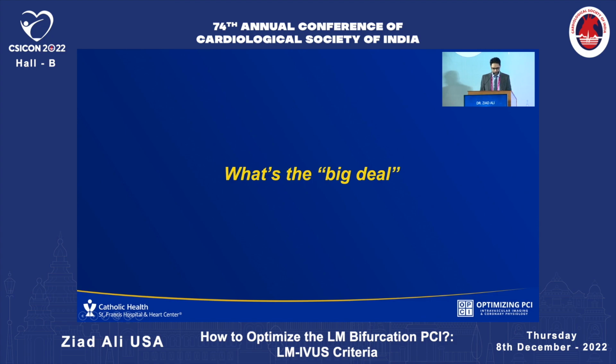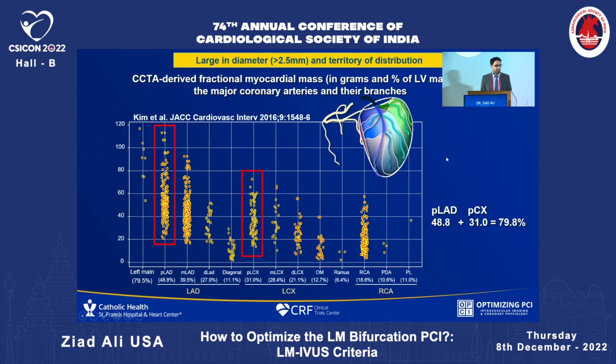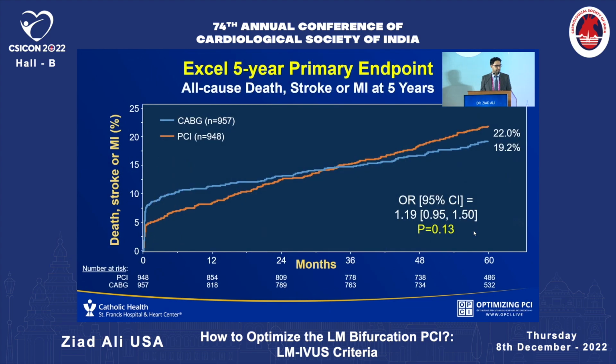So the first question is, what's the big deal here? This is just PCI. Why do we have to have different optimization criteria? Well, the big deal is that between the proximal LAD and the circumflex, you cover about 80% of the heart, right? So you've got to get it right, because if you don't, you're going to have problems. You can see on this CT data that the proximal LAD and circumflex are covering about 80% of the myocardium. And the other reason it matters is that if you cover 80% of the myocardium and you get it wrong, you have really bad outcomes.